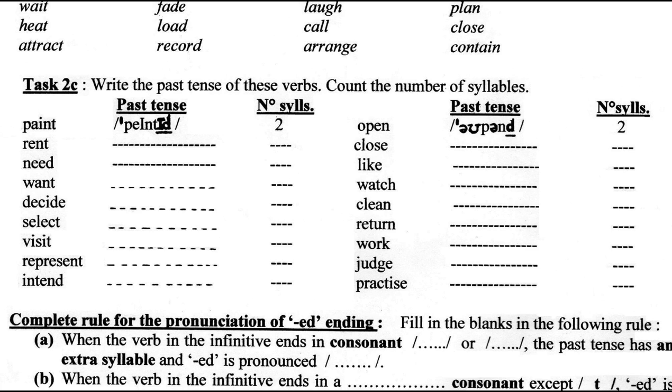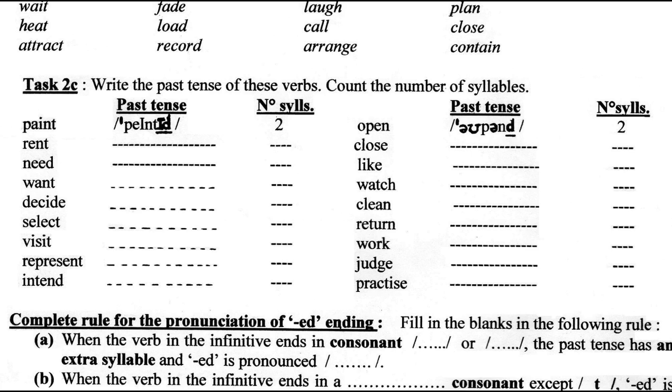We have 2 syllables. Next verb is decide. When it is in the past, it becomes decided. De, short E, se, diphthong I, de, short E, de. So how many syllables do we have? We have 3. Decided. Great.